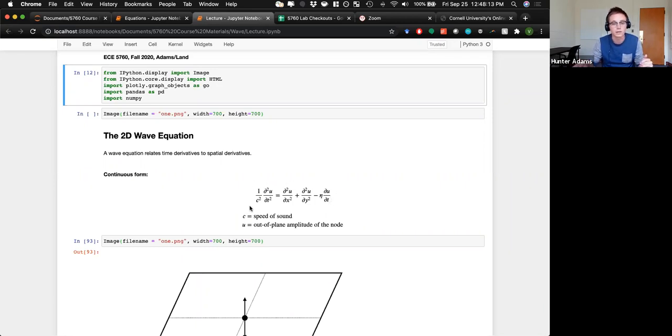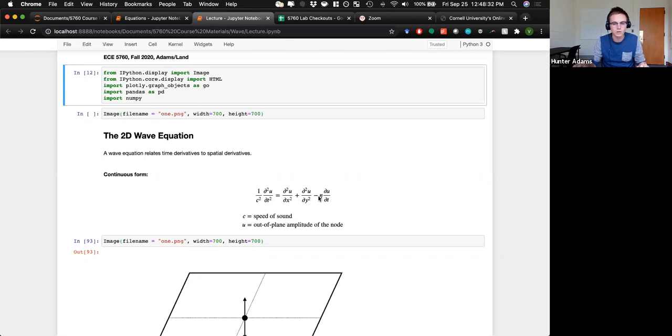This is what we started with last time, where c is the speed of sound, u is the out-of-plane amplitude of one of the nodes on the drum, t, of course, is time, x and y are the two spatial dimensions along the plane of the drum, and eta is a damping coefficient.